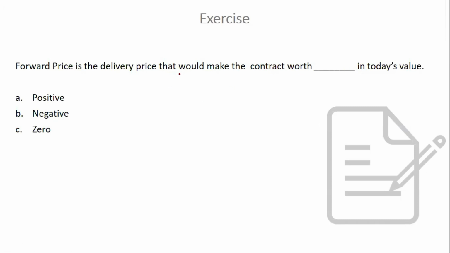Forward price is a delivery price that would make the contract worth exactly what in today's value?